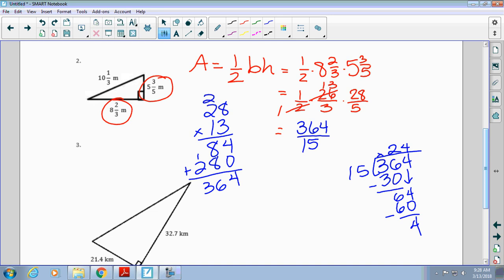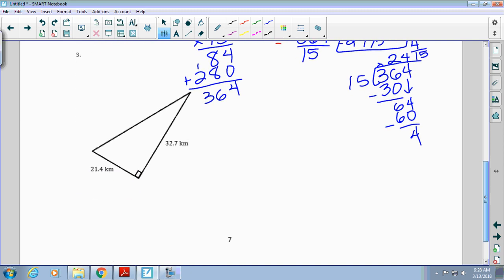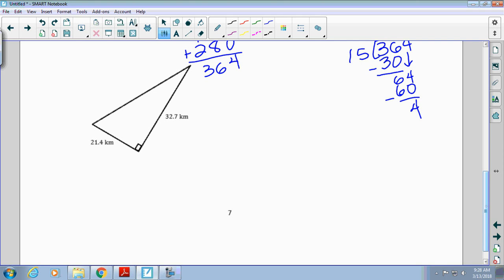She'll yell at me. 4/15. Very good. You're going to use this remainder as your numerator and this number in front as your denominator. So that equals 24 and 4/15, and our unit will be meters squared. All right? Any questions? Alrighty. We have this last one. We've got lots of time.